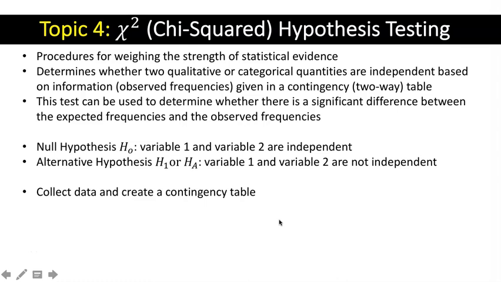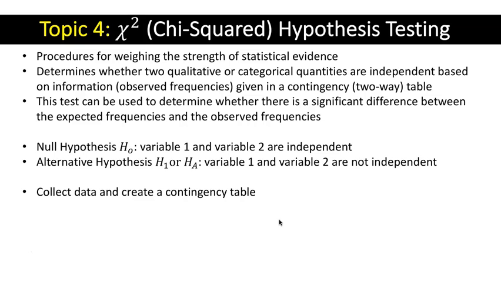So we're going to talk about a set of procedures for weighing the strength of statistical evidence. What we're going to be trying to do is determine whether or not two qualitative or categorical quantities are independent, based on information that's given to us in a contingency table. This information is what we're going to call observed frequencies.